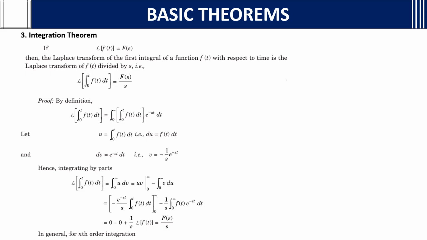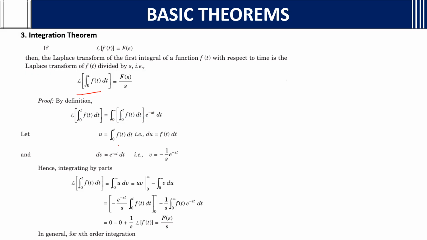By definition, you know that L of integral 0 to t f of t dt, taking the LHS, is equal to integral 0 to infinity of integral 0 to t f of t dt, times e power minus st dt. You are taking the inner integral as a function of t, and integrating it against e power minus st from 0 to infinity. That is nothing but writing the Laplace transform.